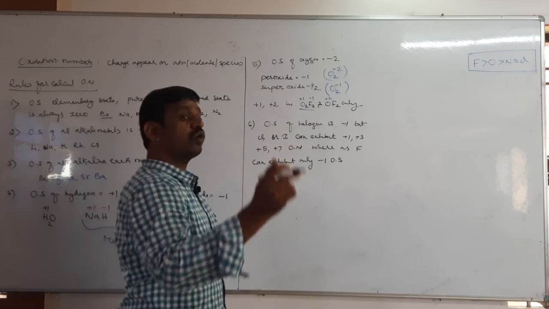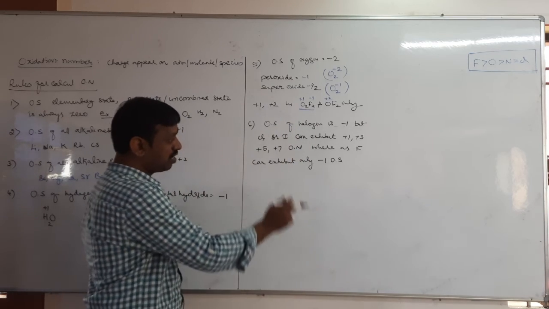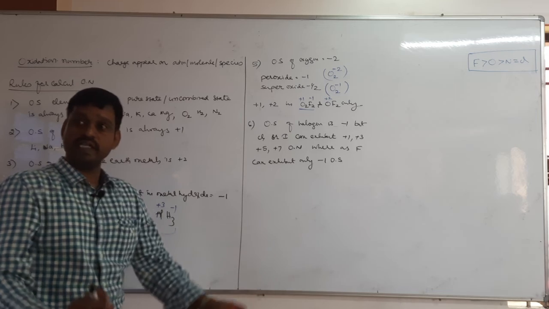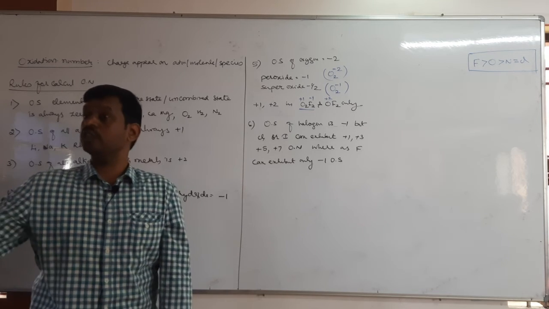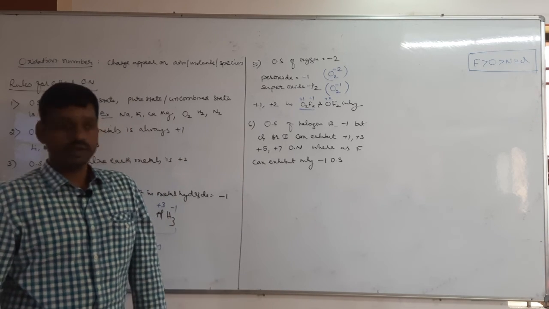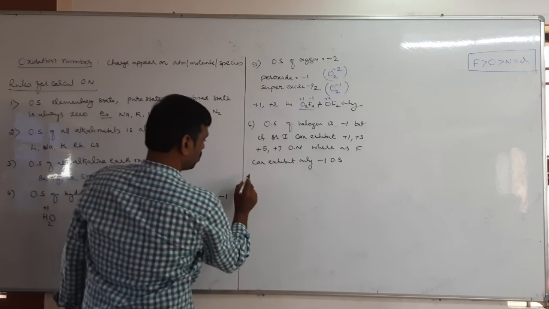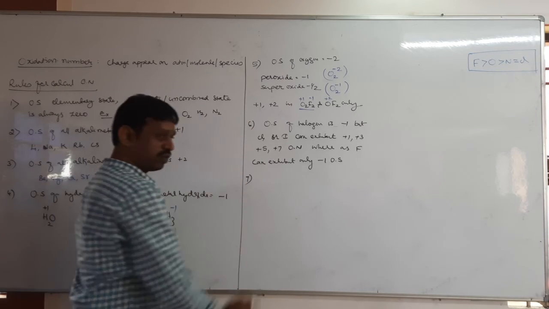Highest electronegativity. So fluorine has the highest electronegativity, therefore it has minus 1 only. It never carries a positive OS. Okay, that is about halogens.